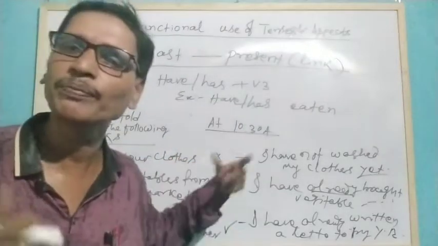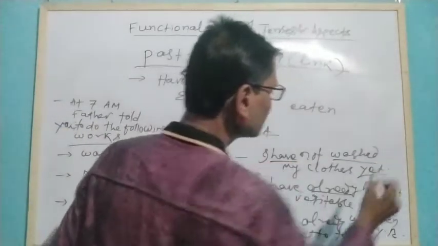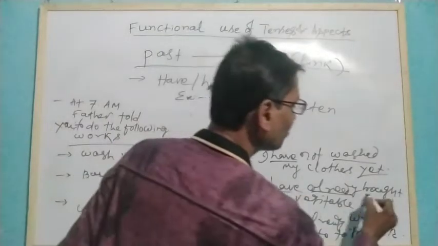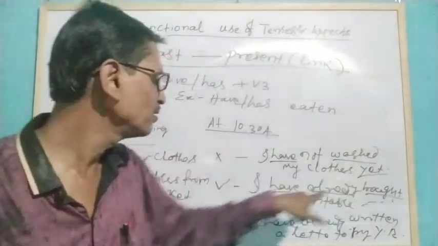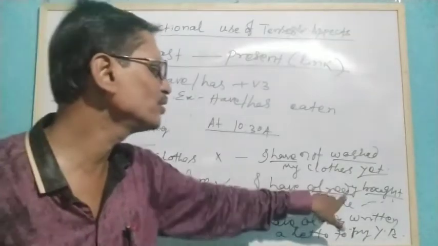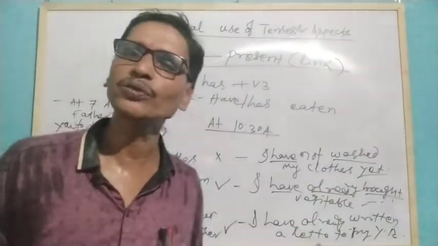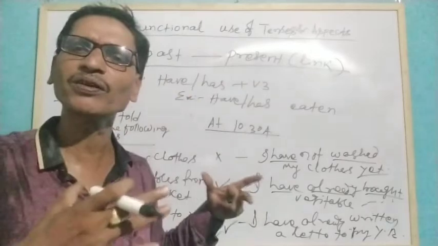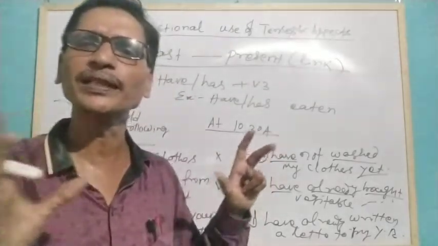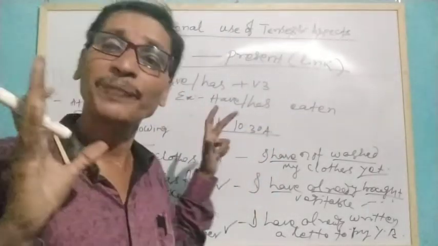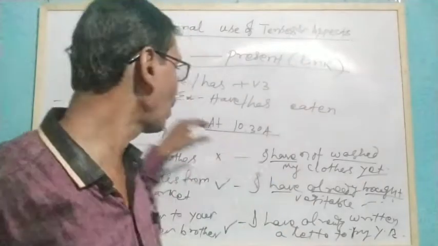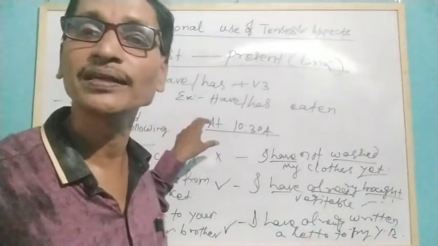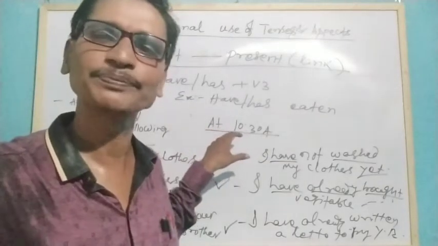For that you have told have plus third form. Have plus third form. But though it is negative, we used yet. Though it is positive, we used already, or just also we can use. This is how we are talking about the link between the present and past time. Let's talk about the other aspect for using present and past time.